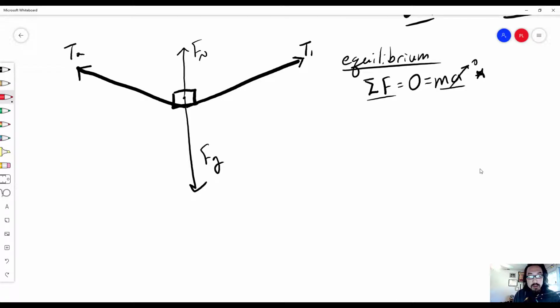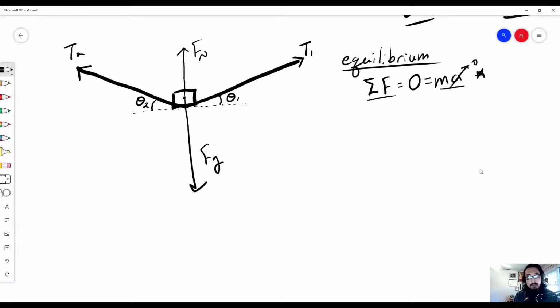Next, what I want to do is break this up into components because we can't do math with an angled force like this. We've got to break it down into x and y components. But before we do that, I'm going to create the horizontal. Okay, so this is my horizontal. What that means is that the angle is with respect to that horizontal. We'll call this theta 1 and we'll call this theta 2.